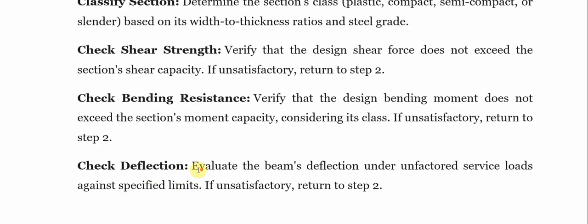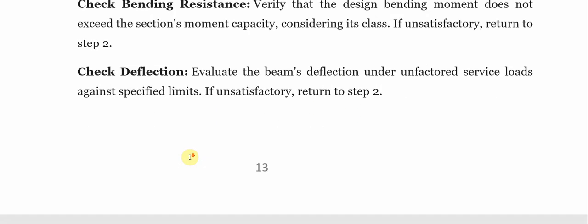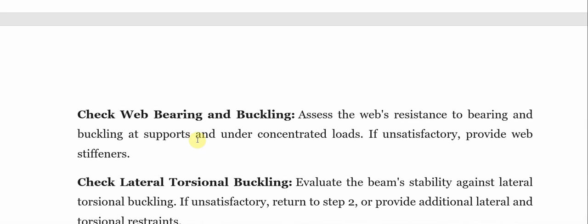Then we check for bending resistance and then we check for deflection. Whichever one fails, we have to go back again. So we now check for the web bearing and the buckling. We assess the web resistance to bearing and then buckling at support and under concentrated load. If it is unsatisfactory, then we provide web stiffener.